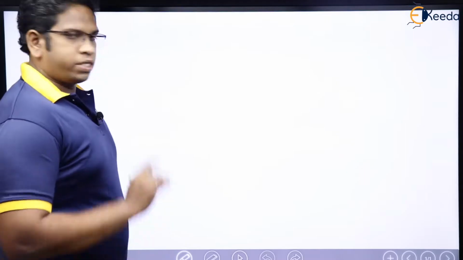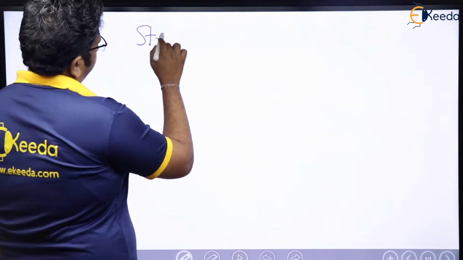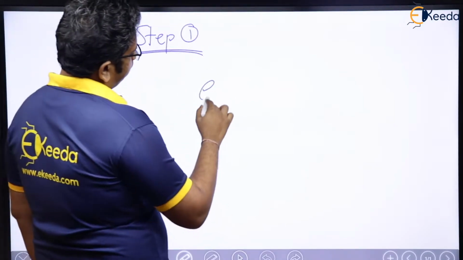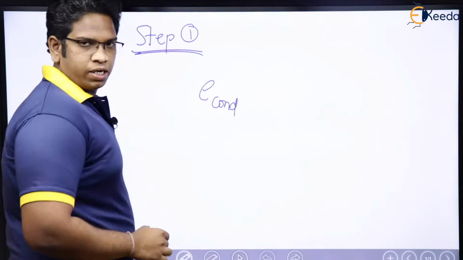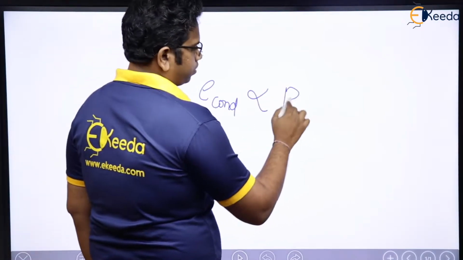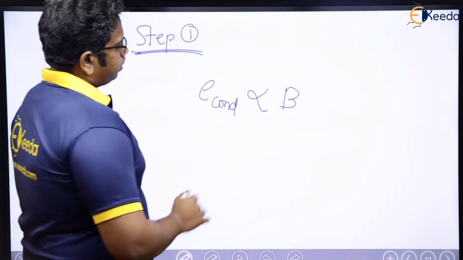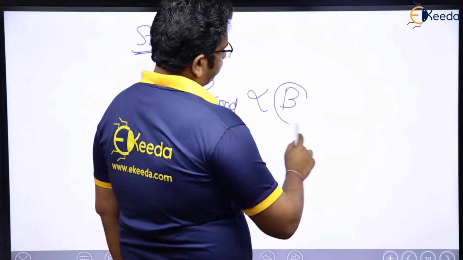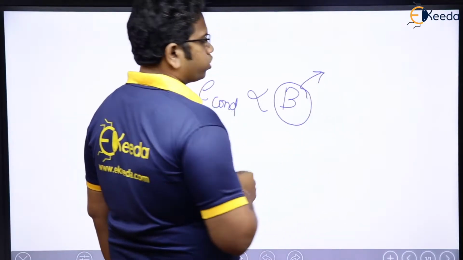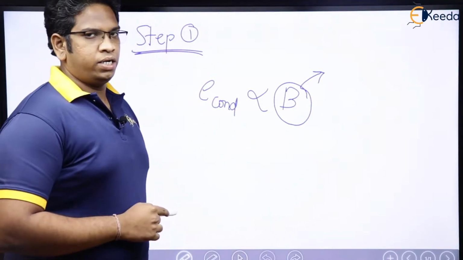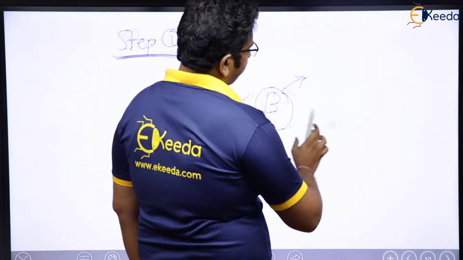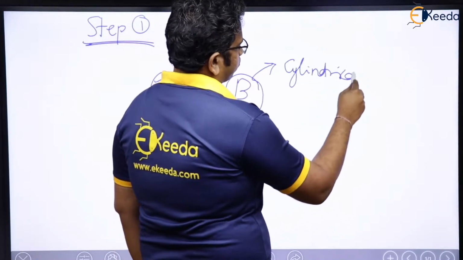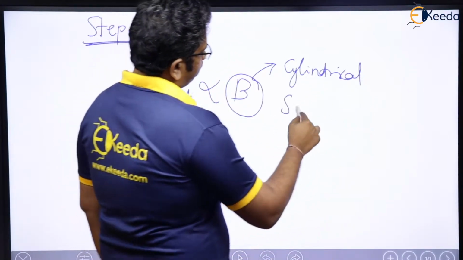See here, in step 1, what we discussed is that the EMF induced in a conductor is proportional to flux density. Already we know that, right? So our step 1 was to make this field flux as sinusoidal as possible in space. For that, we had a structure of cylindrical rotor, and then we spoke about salient rotor.